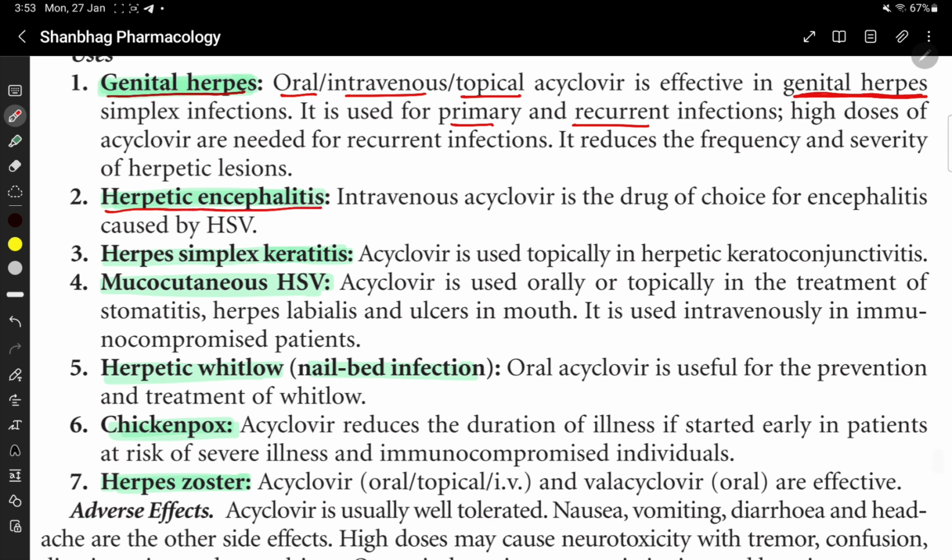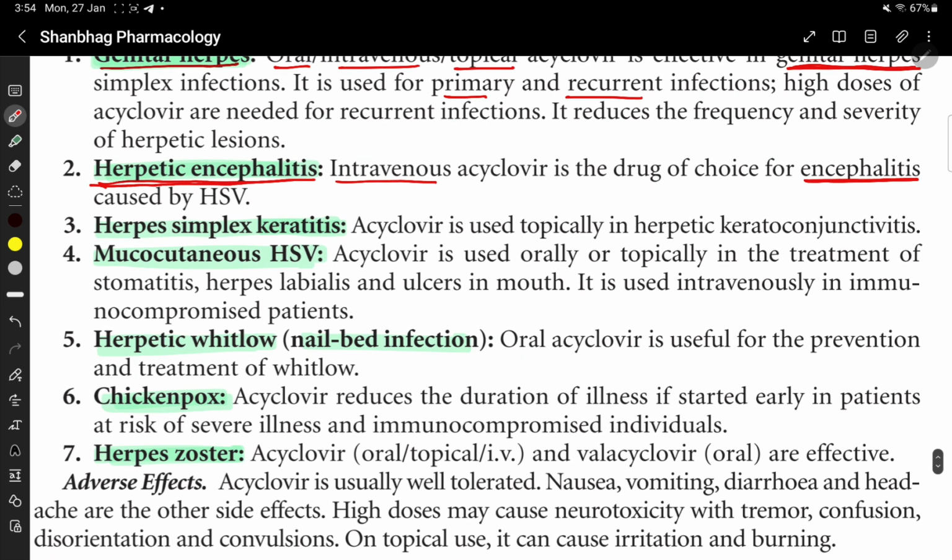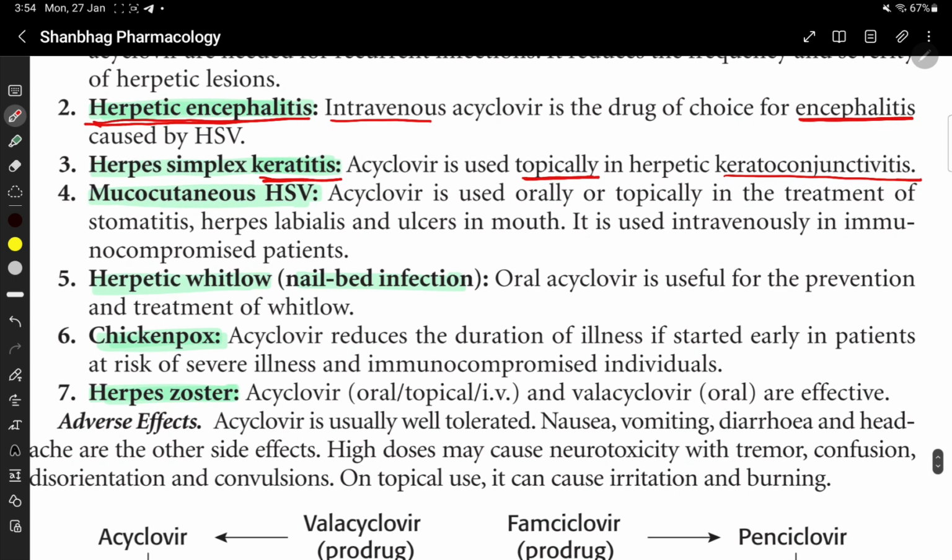Then herpetic encephalitis. Intravenous acyclovir is the drug of choice for herpetic encephalitis. Herpes simplex keratitis: acyclovir is used topically in herpetic keratoconjunctivitis. Mucocutaneous HSV: acyclovir is used orally or topically in the treatment of stomatitis, herpes labialis, and ulcers in the mouth. It is used intravenously in immunocompromised patients.